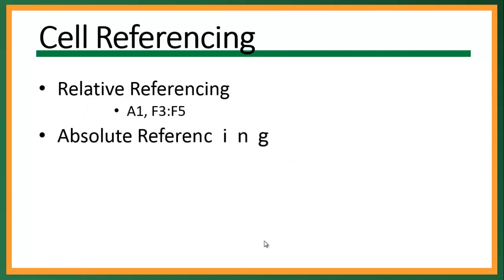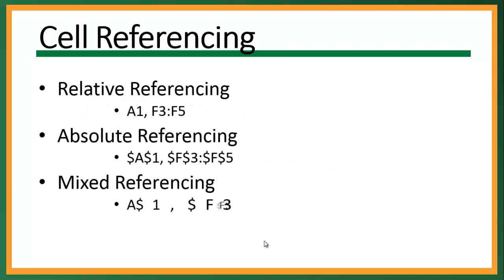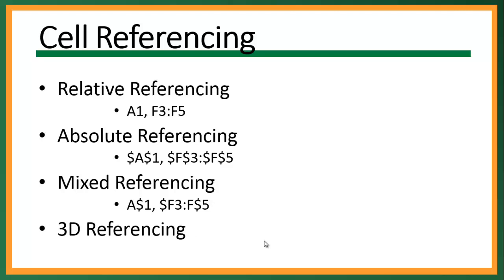Cell referencing. We have relative referencing, absolute referencing, mixed referencing, and 3D referencing. Relative reference, we don't attach any symbol to the cell address. We just call it as it is. We have A1 or F3 to F5. Remember that F3 to F5 is a range.